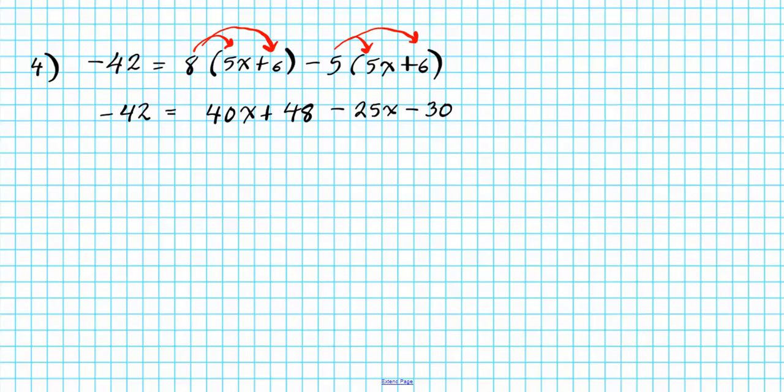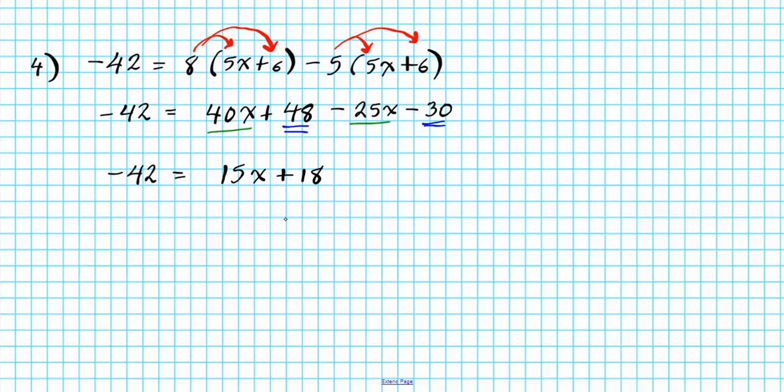Now that we've distributed, we're now going to combine like terms, okay? On the right side, 40x and negative 25x are first degree variables. They're like terms in terms of x. So if we combine those two, we're going to have 15x. We're going to subtract and keep the sign of the bigger one. And then 48 and 30 are both constants. They're like terms, so we can combine those two. Positive 48 minus 30, you end up with positive 18.